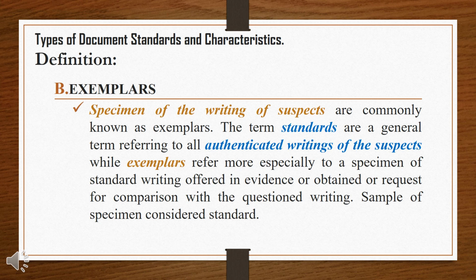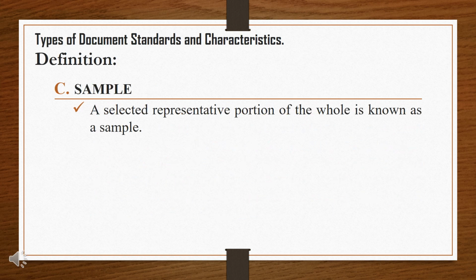Exemplars. Specimens of the writing of suspects are commonly known as exemplars. The term standards is a general term referring to all authenticated writings of the suspects, while exemplars refer more especially to a specimen of standard writing offered in evidence or obtained on request for comparison with the questioned writing. Sample or specimen considered standard. Sample: a selected representative portion of the whole is known as a sample.